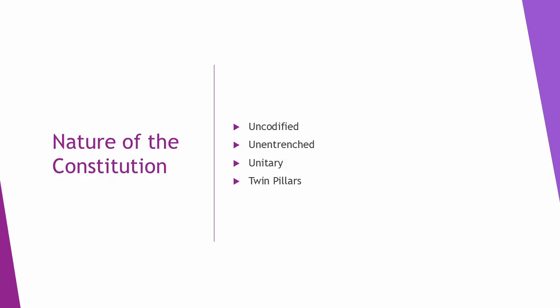An example of the uncodified constitution affecting political events in the UK is the 2019 prorogation of Parliament, where the Supreme Court ruled that Boris Johnson's suspension of Parliament was unlawful based on constitutional principles.